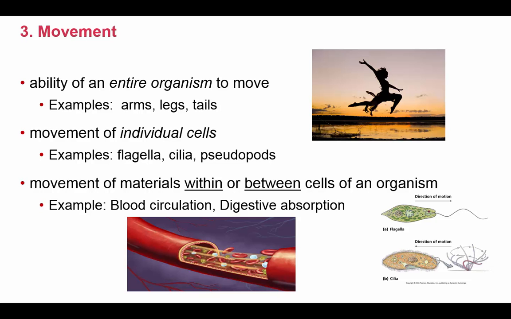But we also include in this number 3 movement of individual cells. You're going to learn later on about something called a flagella, which is a tail. We know sperm cells have flagella. Bacterial cells have flagella, and this whip-like tail allows them to move. Other cells have cilia, which are short hairs. Some cells have what are known as pseudopods, or fake feet, all of which move individual cells. This one also refers to moving materials, whether in your cells or between your cells. So our bodies do this mechanism of movement in circulating blood or in absorbing nutrients through the digestive system. So moving materials in and out of cells.